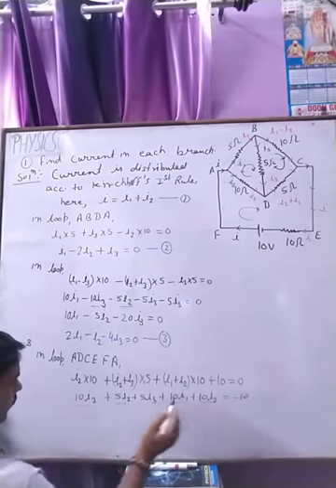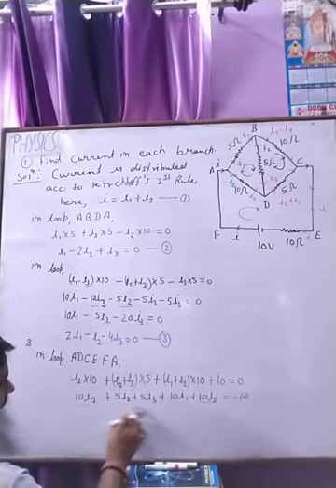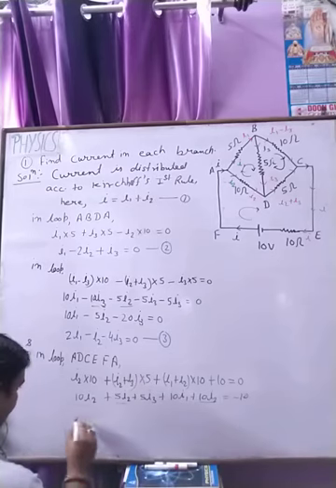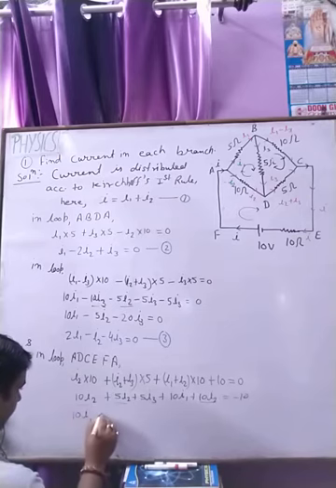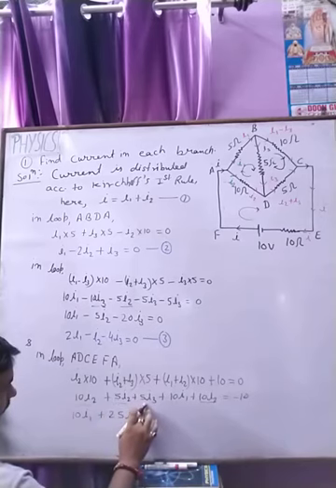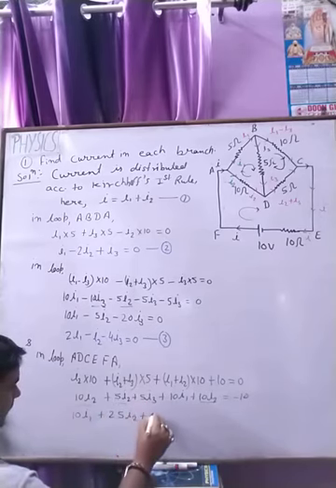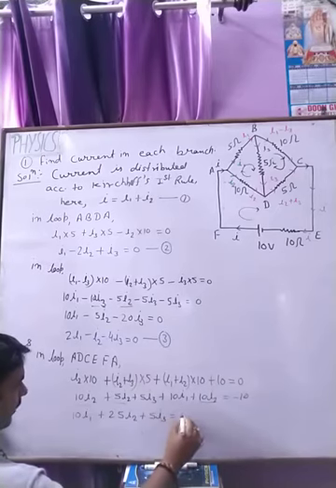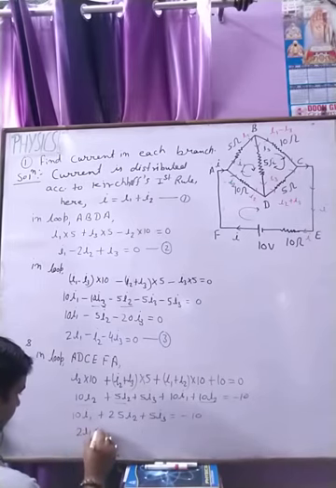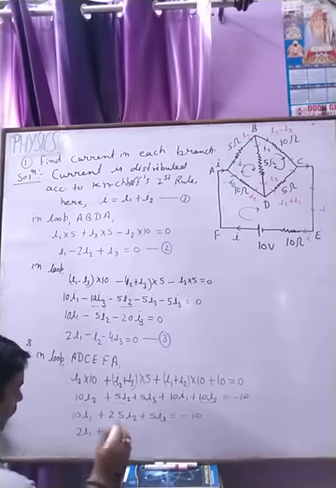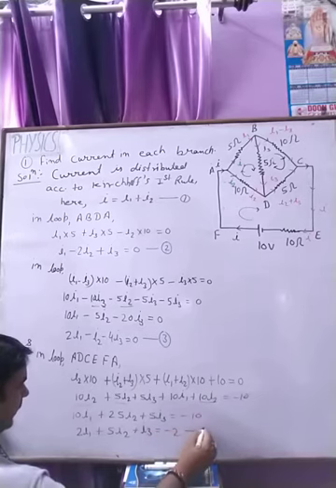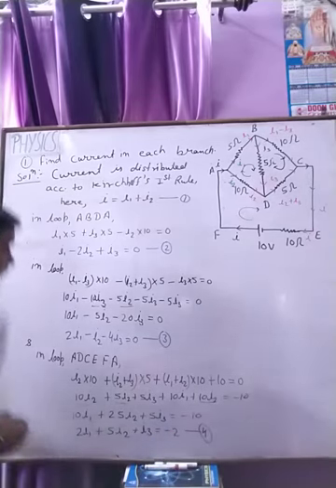Adding the I2 terms, 10 plus 5 is 15, plus 10: 10 I1 plus 25 I2 and plus 5 I3 equal to minus 10. By taking 5 as common, 2I1 plus 5 I2 plus I3 equal to minus 2. This is equation fourth.